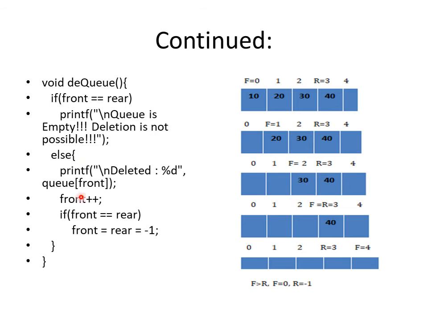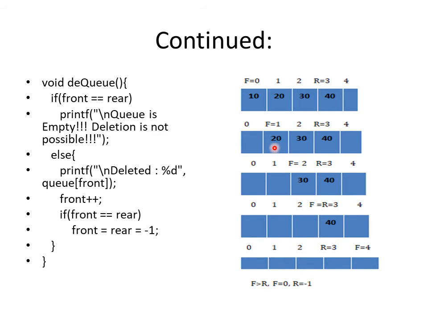Otherwise, it will delete an element and it will increment f by one position. That means here you can see f equals 0 initially, then 1, 2, 3. Here r equals 3, the third position, and this is the other element. Now I will delete one element. After deleting, what happened? Front plus plus, that means front plus 1. I am incrementing the value. Then f equals 0 plus 1, f equals 1. Now it is moved to the first position.